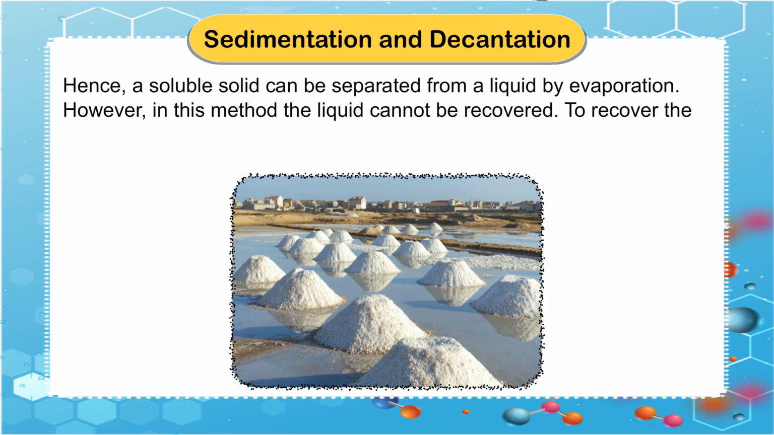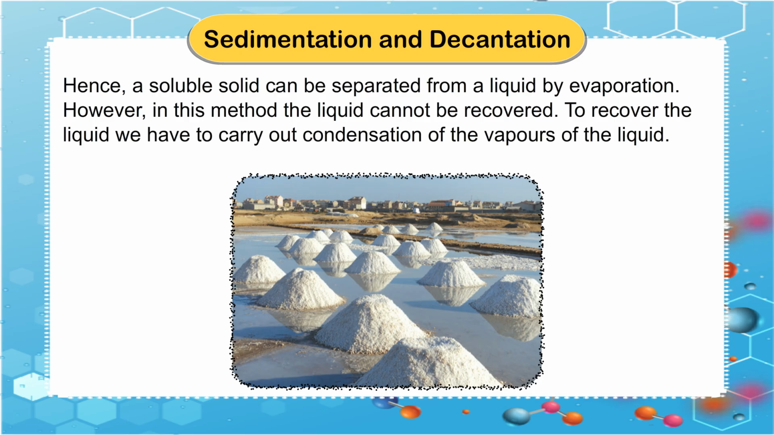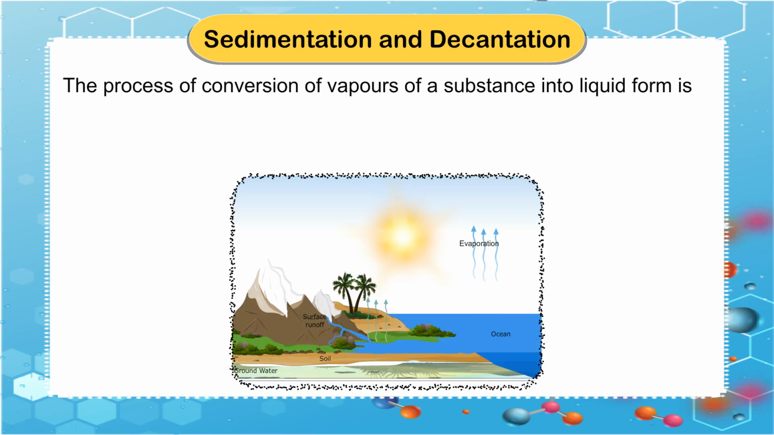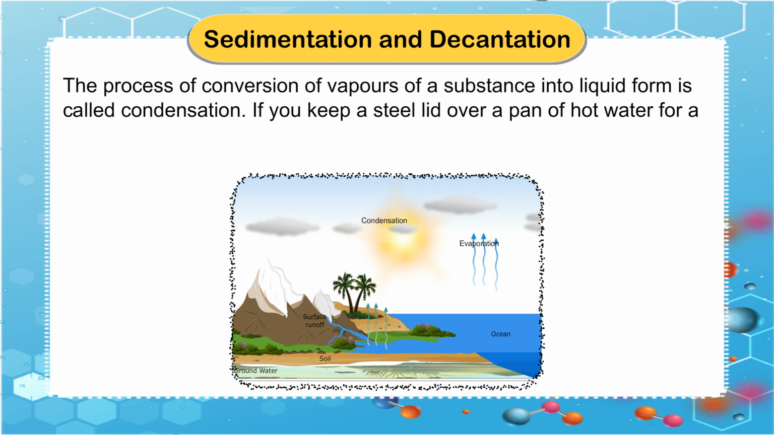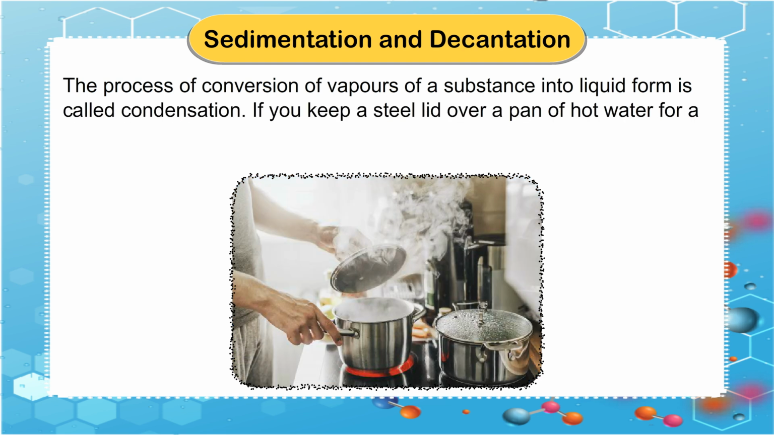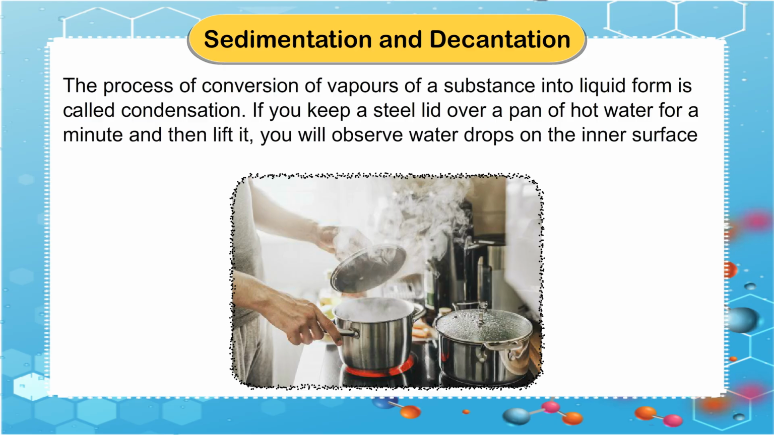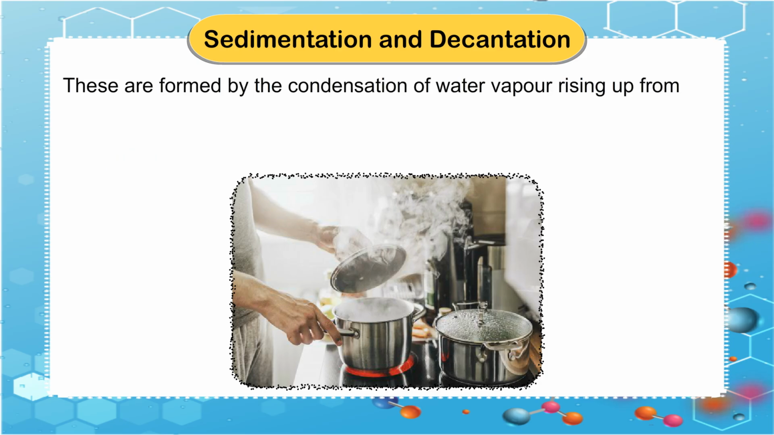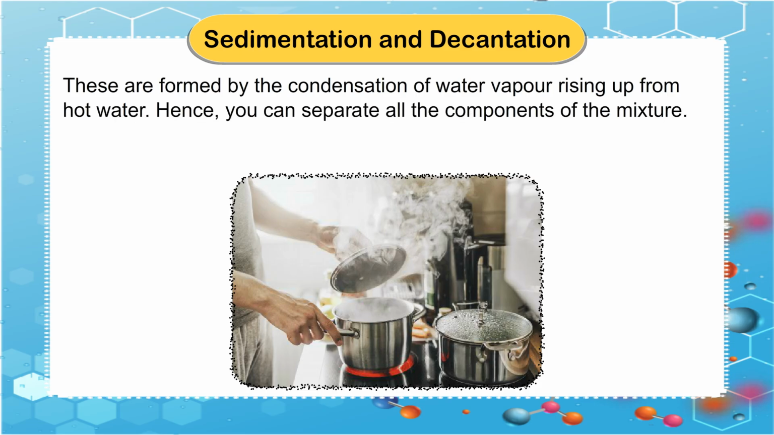However, in this method the liquid cannot be recovered. To recover the liquid we have to carry out condensation of the vapors of the liquid. The process of conversion of vapors of a substance into liquid form is called condensation. If you keep a steel lid over a pan of hot water for a minute and then lift it, you will observe water drops on the inner surface of the plate. These are formed by the condensation of water vapor rising up from hot water. Hence, you can separate all the components of the mixture.